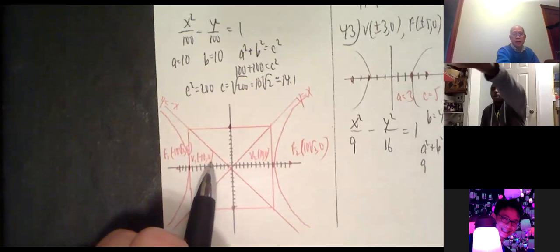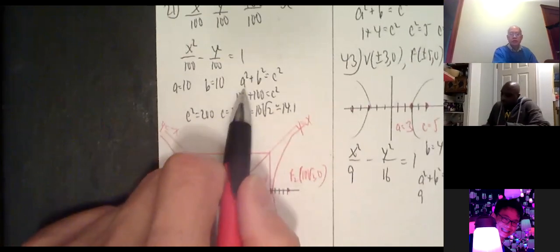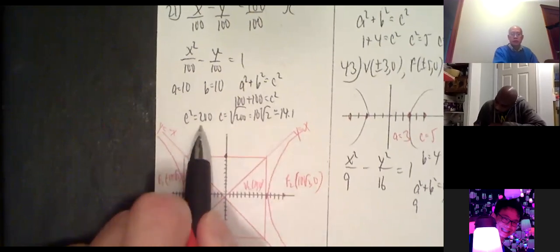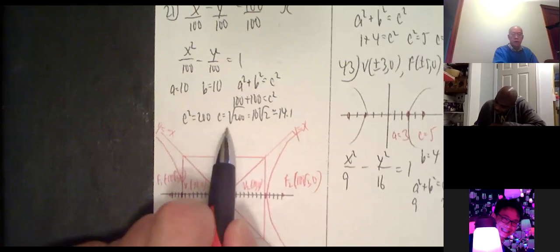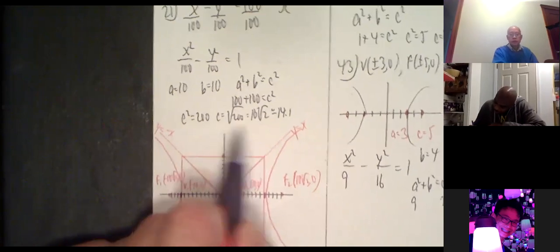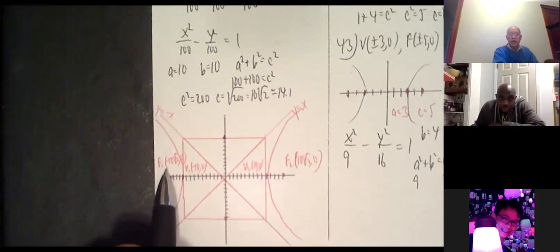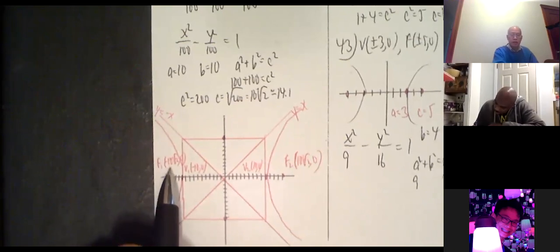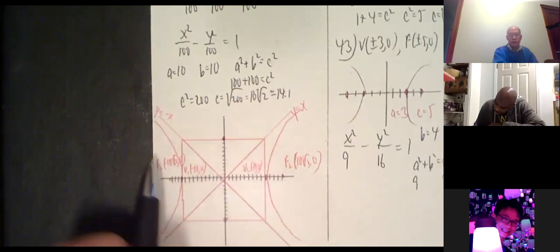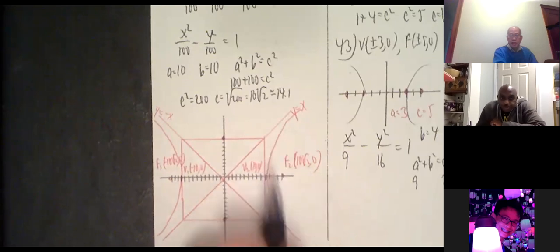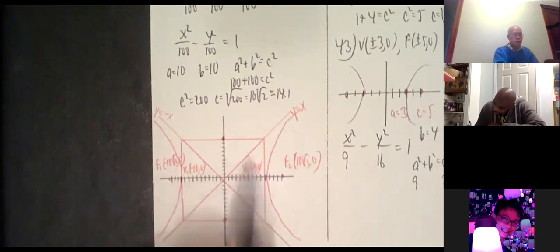And the last thing are the foci. A squared plus B squared equals C squared. 100 plus 100, C squared. C squared is 200. C is the square root of 200, which is 10 radical 2. It's about 14.1. All right, so I go out to about 14 and 14. So focus 1, negative 10 radical 2, comma 0. Negative 10 radical 2, 0. Positive 10 radical 2, 0. So notice again, the focus is on the inside of the curve. Focus inside the curve.